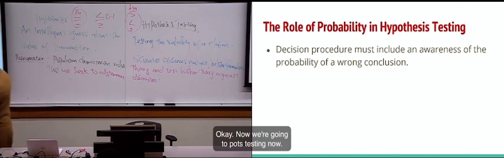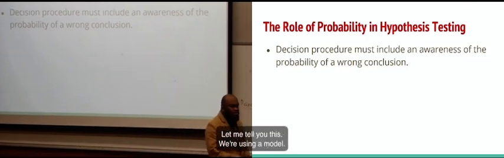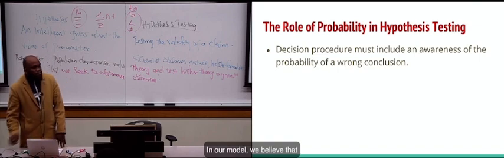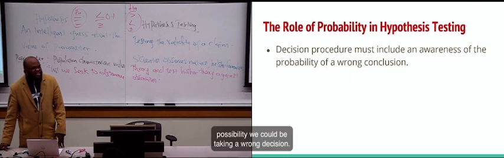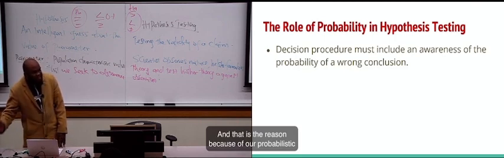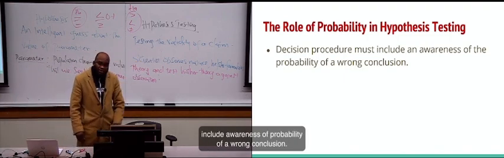Now we want to go into hypothesis testing. And what is the role of probability? Let me tell you this. We are using a model, and we believe that our model cannot give us exact reality, because we live in a stochastic or probabilistic world, and because of that, there is a possibility we could be taking a wrong decision. Does that make sense? That is because our model is probabilistic, and our decision procedure must include awareness of the probability of a wrong conclusion.